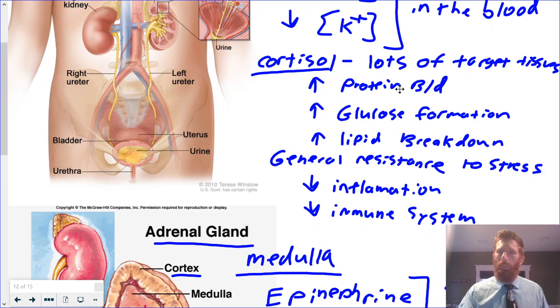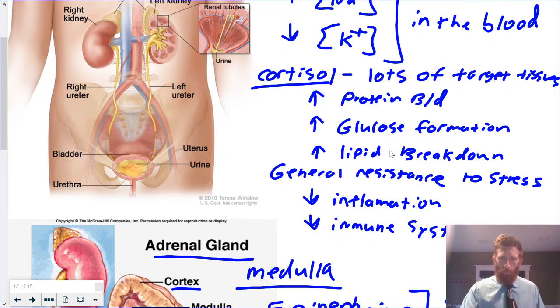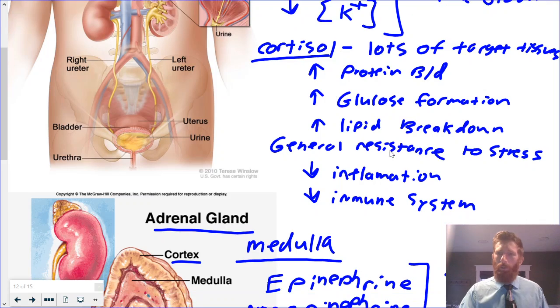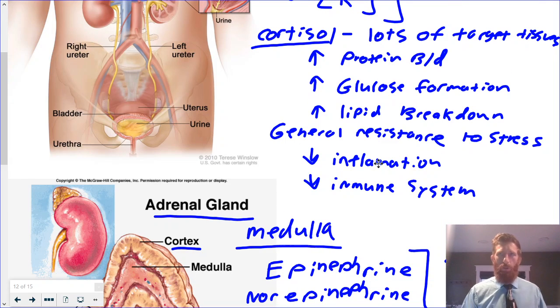So that increases protein breakdown so that we can get energy from the protein. It increases glucose formation so that we can ship that to our cells and get energy from that. It increases lipid breakdown, right? So that's again getting energy. And then there's general resistance to stress, so inflammation. All that stuff that we talked about before, the swelling and the redness, and possibly resistance to movement of joints, right? We don't want that. That's bad if we're stressed, so we need to suppress that.